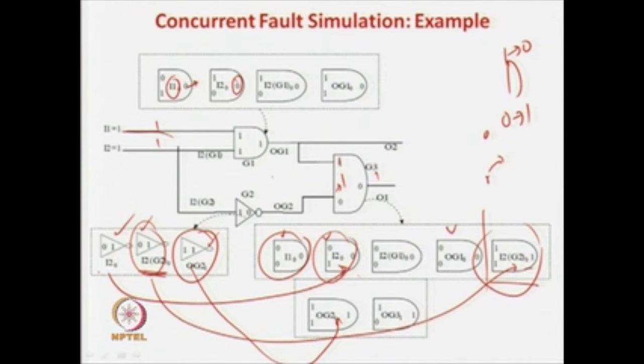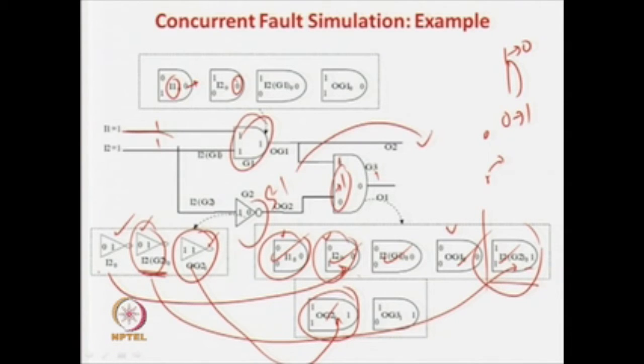Now, this net stuck at 1 actually converts this from 0 to 1 and 1 1, the output is a 1. So, this net OG2 stuck at 1 is also printed over here, and in the end, these are the gates which actually get propagated, this 1, 2, 3, 4, 5, 6. These 6 gates are propagated from the previous gate input to this one.